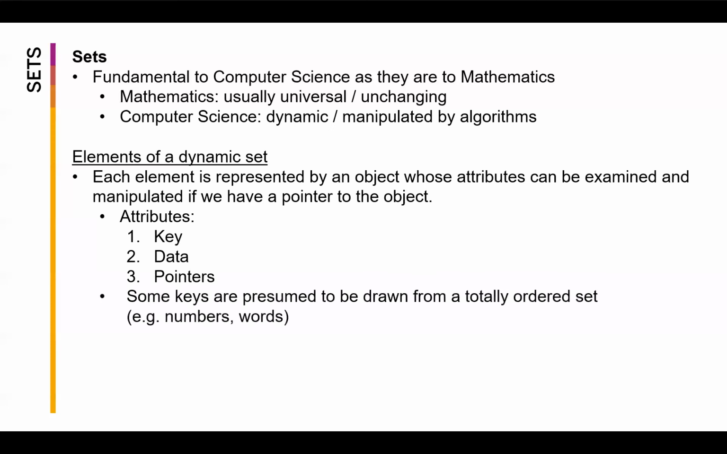Some keys are presumed to be drawn from a totally ordered set. So you might have encountered arrays before. So array x bracket 0, x bracket 1, 2, 3. Those keys are actually coming from an ordered set, which is 0, 1, 2, 3, 4, and so on. So yeah, some keys are presumed to be drawn from a totally ordered set. There are cases that the keys are not ordered by themselves. So there are other generic examples.